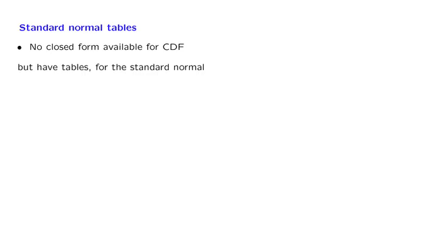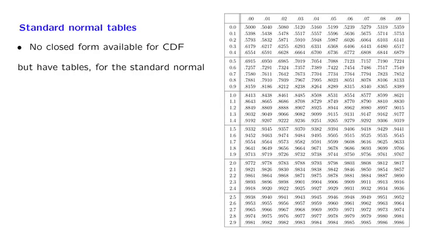but fortunately, we do have tables for the standard normal random variable. These tables, which take the form shown here, give us the following information. If we have a normal random variable, which is a standard normal, they tell us the values of the cumulative distribution function for different values of little y.